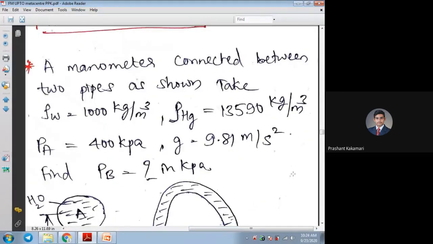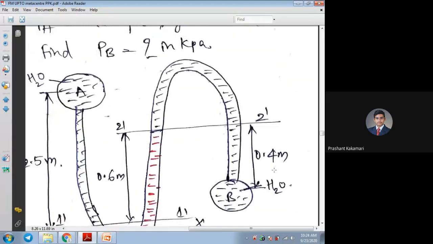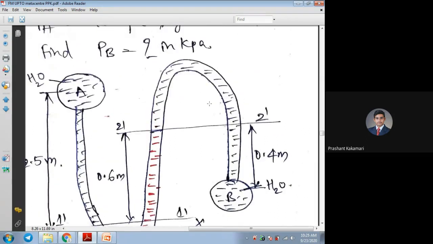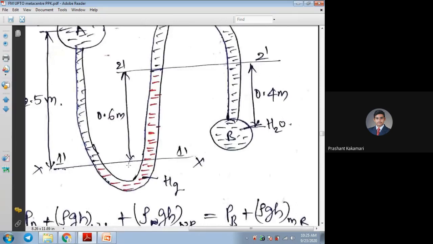A manometer connected between two pipes as shown. Okay, so these are the two pipes PA and PB. Both are at different levels. Both are connected by this U tube. See the small tube. It is having two U shapes, one on left side, one on right side. Two U shapes are there. So where the mercury liquid is there, here mercury is shown, Hg.